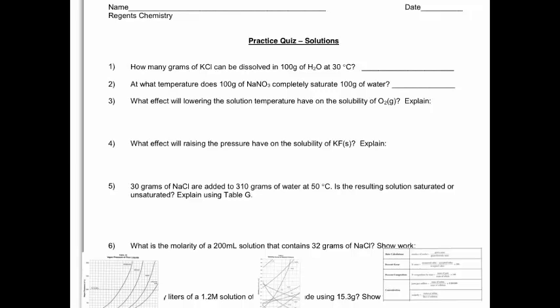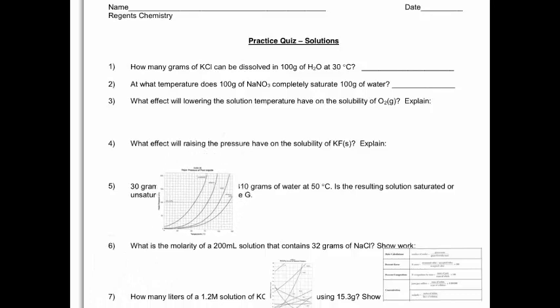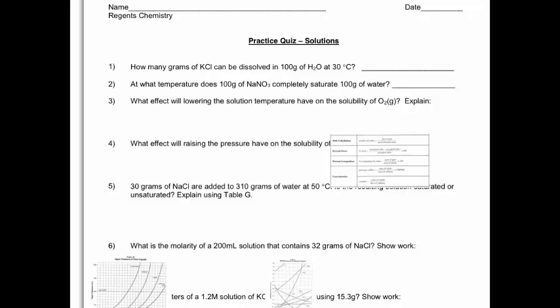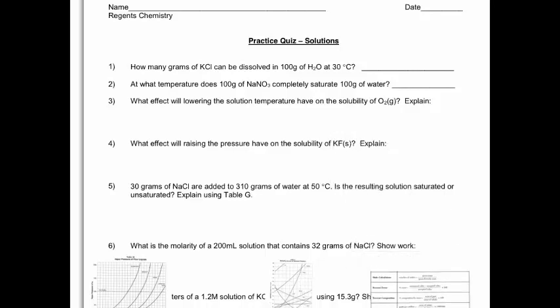The practice quiz, just like the quiz, will expect you to use Table G to determine solubility of different substances, Table H for vapor pressure and boiling point, and the equations for concentration and parts per million or molarity, and of course also include mole calculations if necessary.